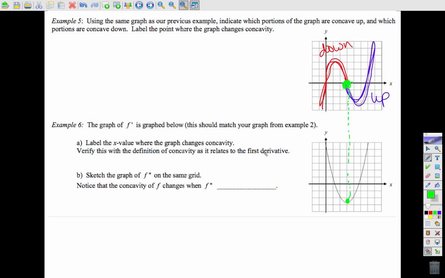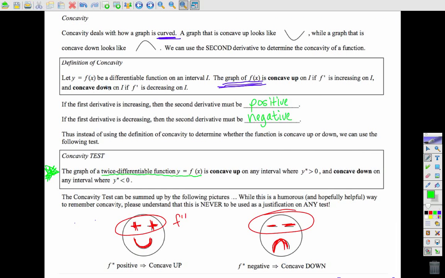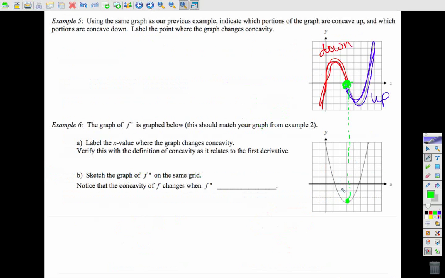Verify this with the definition of concavity as it relates to the first derivative. Okay, well, according to the definition of concavity, the graph of the original function is concave up if the first derivative is increasing, and it is concave down, the red part, if the first derivative is decreasing. So we're good. That works.